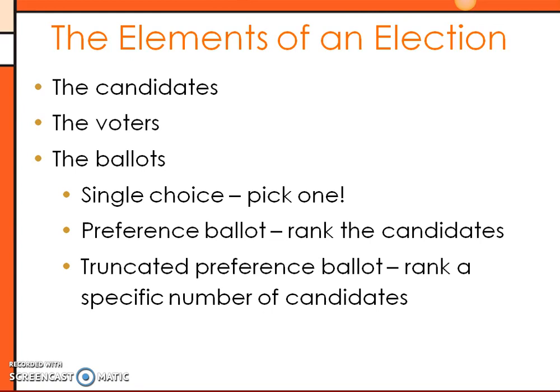A truncated preference ballot is the same thing. It would just be, say, if you got to put your top 3 ice cream choices and there were 100 to choose from. You're not ranking 1 through 100, you're just picking your top 3 out of maybe 100 different choices.